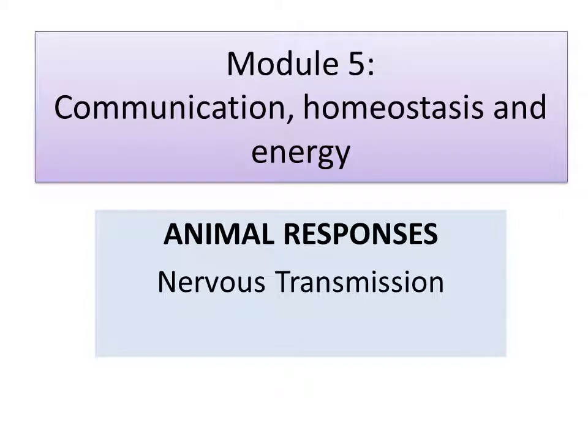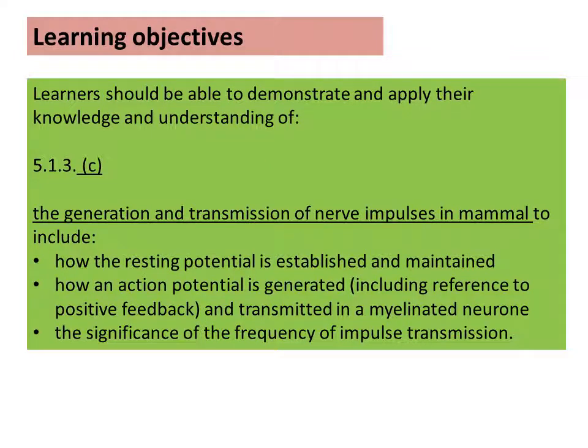Lesson 2 in animal responses is going to be covering the topic of nervous transmission. We're going to be looking at the generation and transmission of the nerve impulse in mammals to include the resting potential and how that is established and maintained, and how an action potential is generated. And we'll also be looking at how myelination affects this.